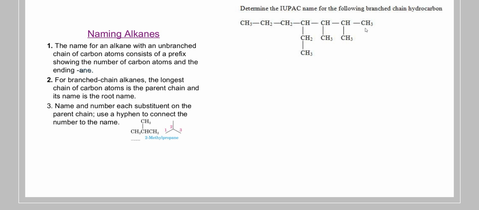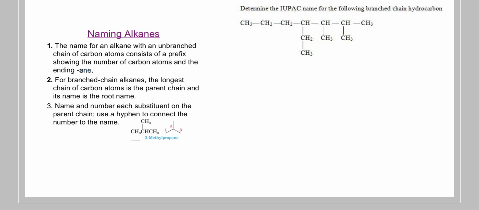And if you begin numbering from the closer substituent, you say 1, 2, 3, 4, 5, 6, 7. In carbon 3 you have an ethyl group. Then it will be 3-ethyl-2,3-dimethylheptane. That's the name of this compound.